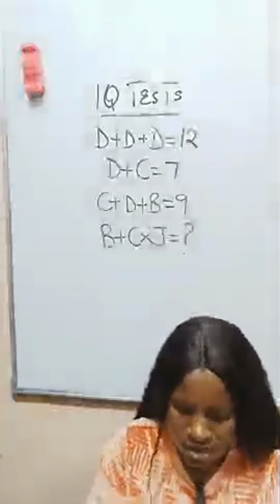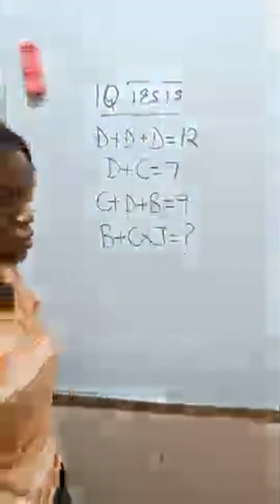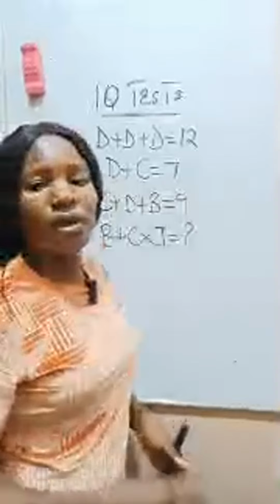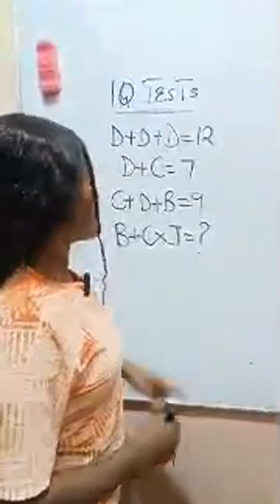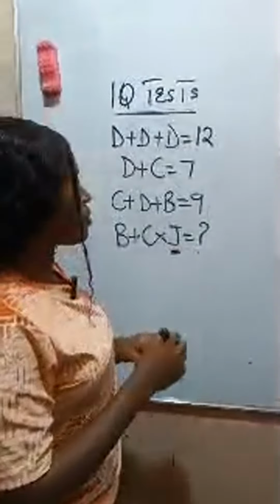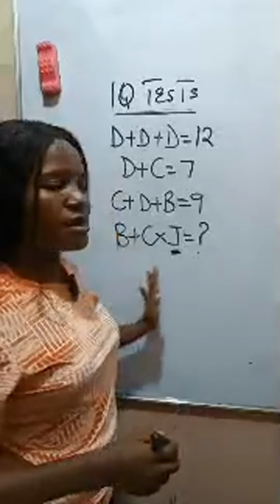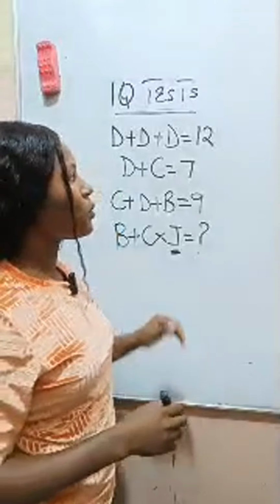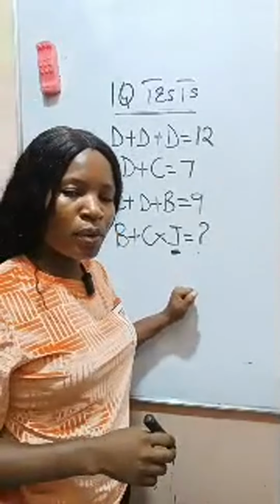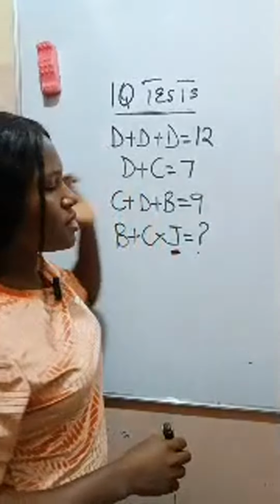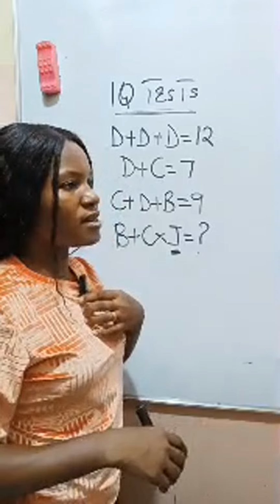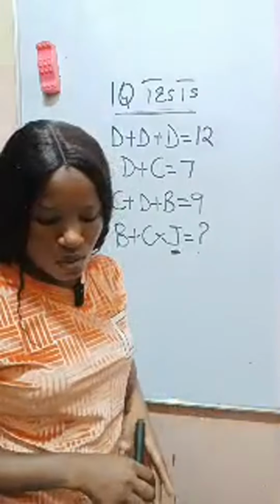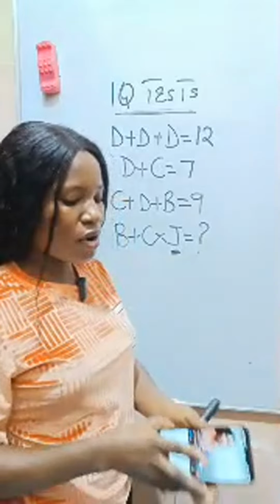Now, if you look at this, the only problem we have here is trying to find J. J is the only problem we have here because we don't have J anywhere else except within the question. But let's just start first. Like I said, we look for a very easy equation and start from there, an equation that once you look at it, you will say this is the variable that you're looking for.